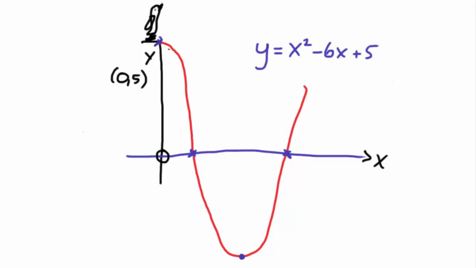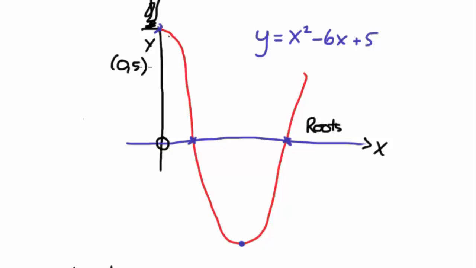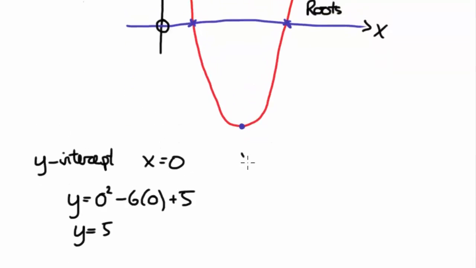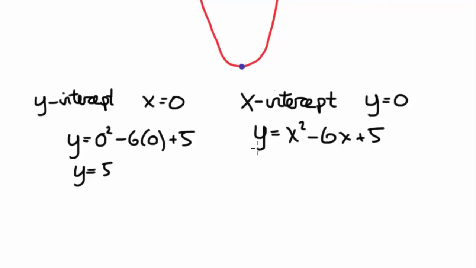Okay, we then want to work out where it crosses the x-axis, and these are known as the roots. Now, it crosses the x-axis when y is equal to 0. So it crosses the y-axis when x is equal to 0, and it crosses the x-axis when y is equal to 0. So to work that out, for the x-intercept, we can say that y equals 0. So if y equals x squared minus 6x plus 5, and now we're saying that y equals 0, what we've got is 0 equals x squared minus 6x plus 5.